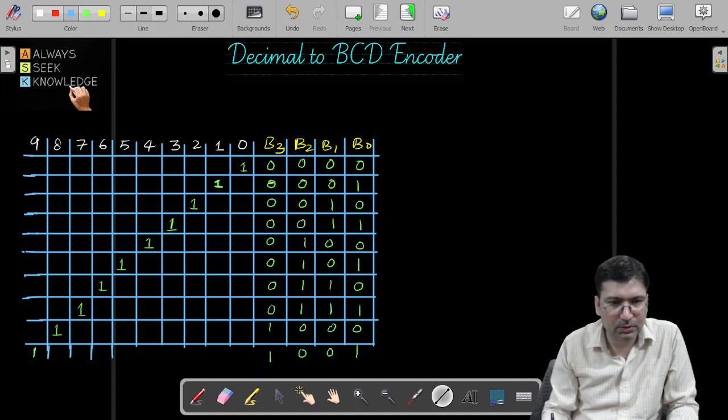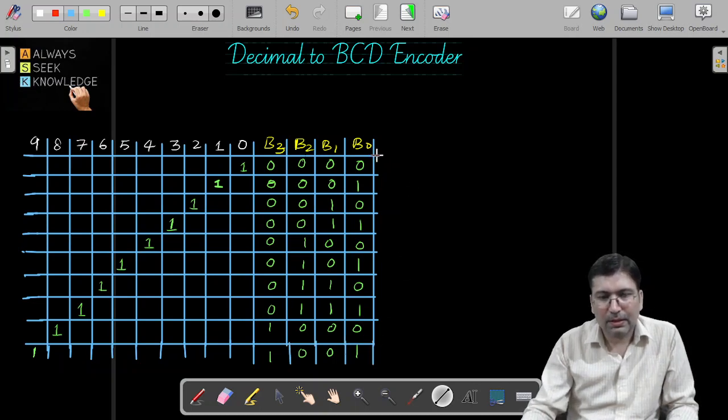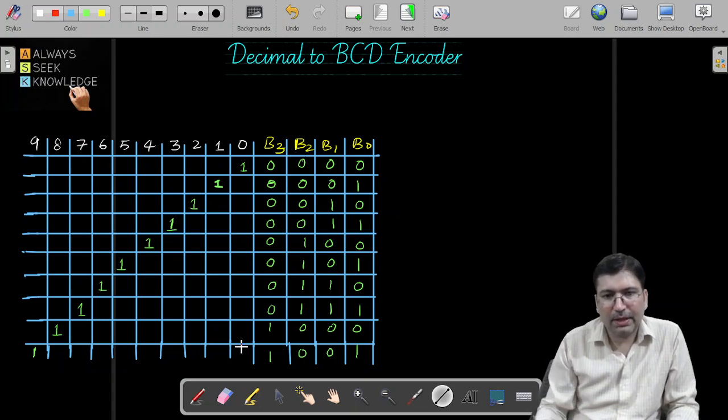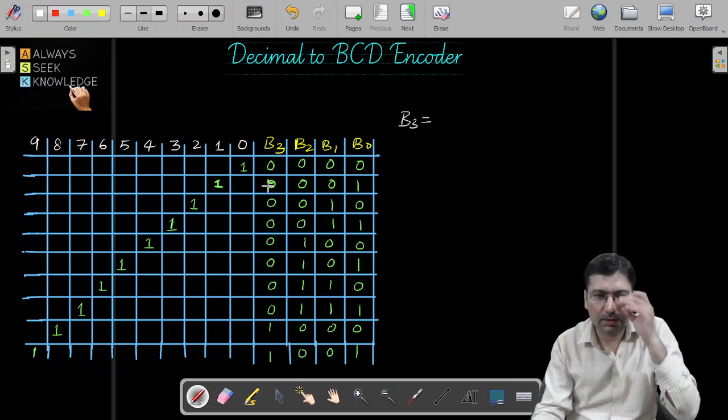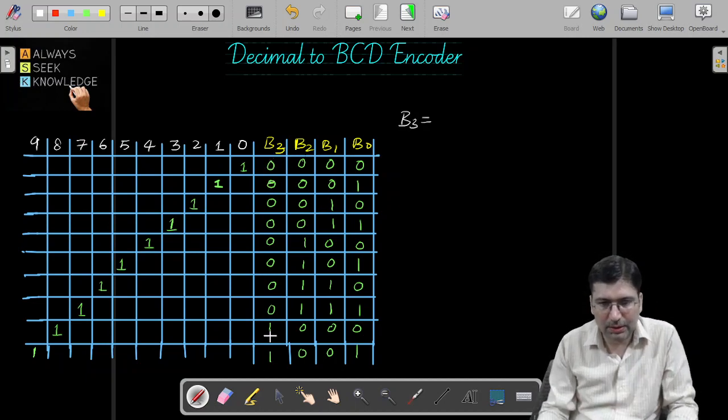The rest of the places are blank; assume these are 0. Now when we write the equation for B0, B1, B2, B3, let's start with B3. B3 is high only at two places, so it is 8 and 9.